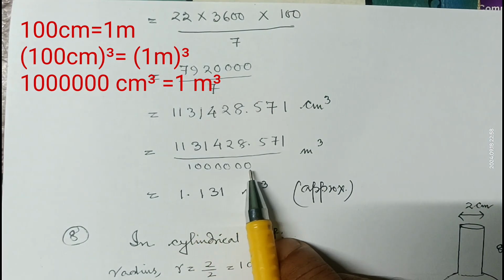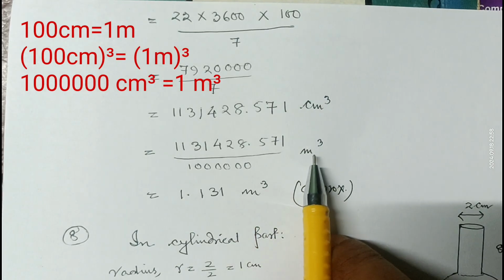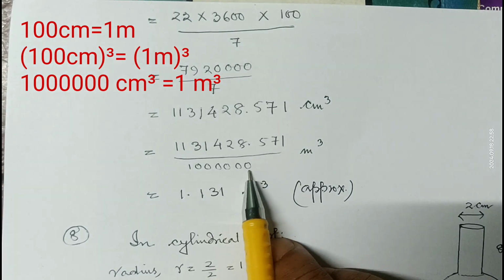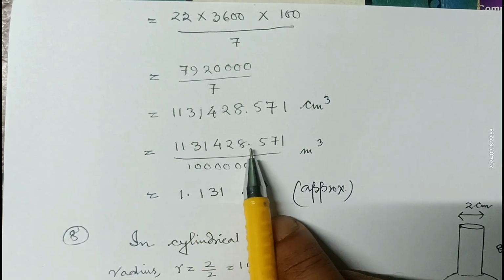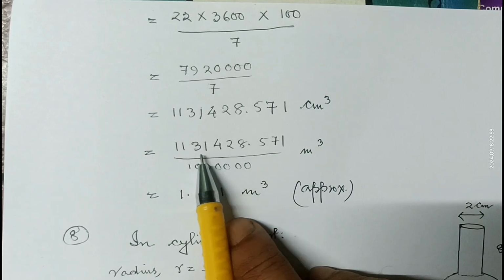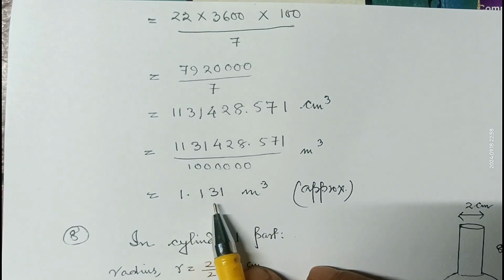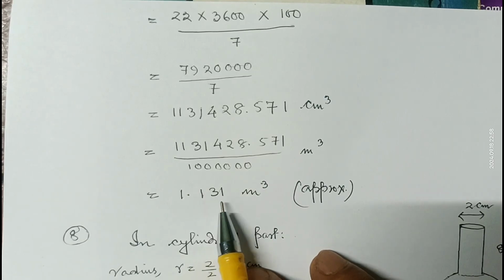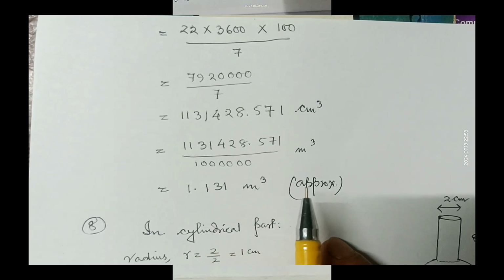If you want to convert from centimeter cube to meter cube, we have to divide by 1 followed by 6 zeros, because 100 centimeter equals 1 meter. Since it is centimeter cube to meter cube, it will be 1 followed by 6 zeros: 1, 2, 3, 4, 5, 6. This decimal also will shift 6 places. So it will be 1.131 meter cube. Therefore, the volume of water left in the cylinder is approximately 1.131 meter cube.